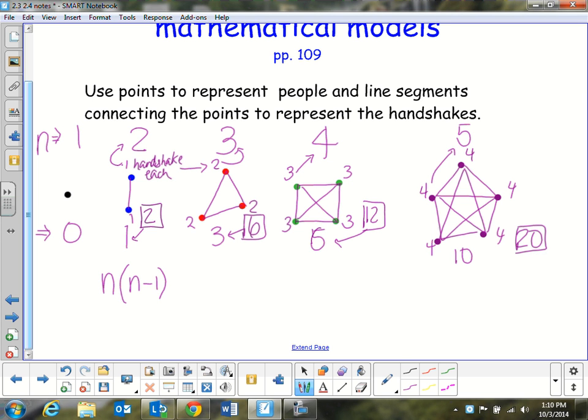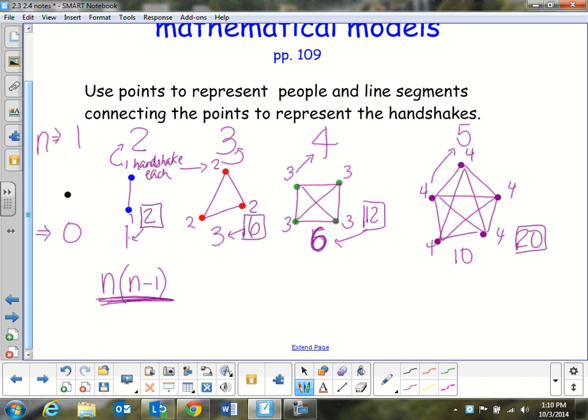Oh, that's 6. This one's supposed to be 6. Okay, and then that's 20. And so the total number of handshakes, which comes from this right here, how's that related to our actual number of handshakes? 6, 3, 12, 6, 20, and 10. Okay, so they all, notice, are double.